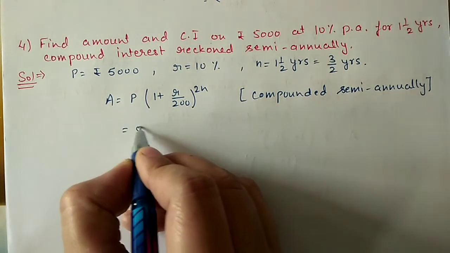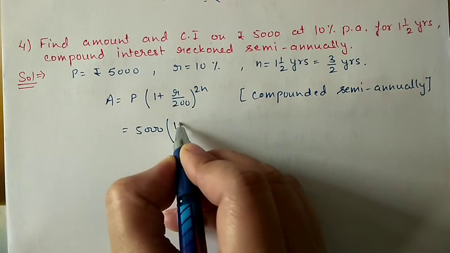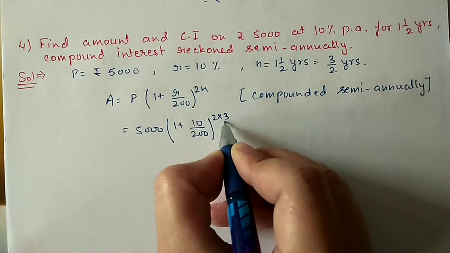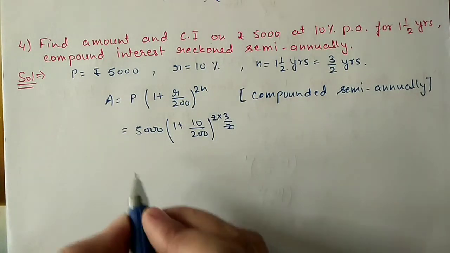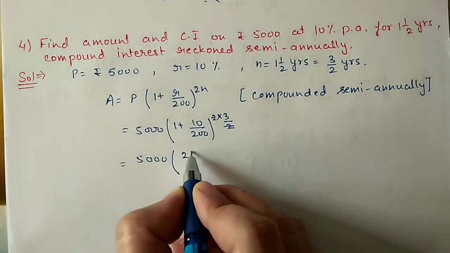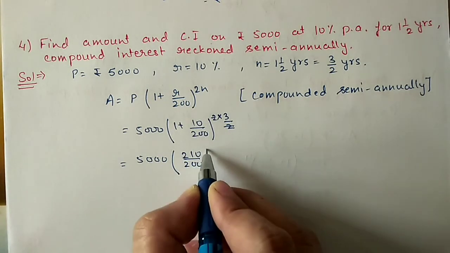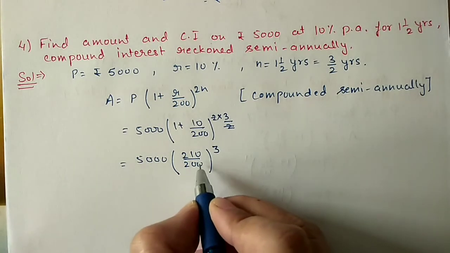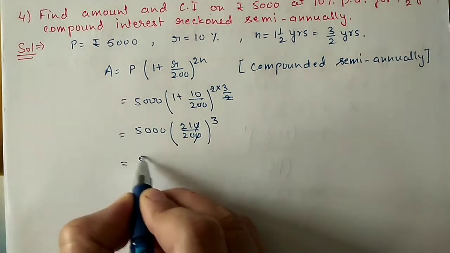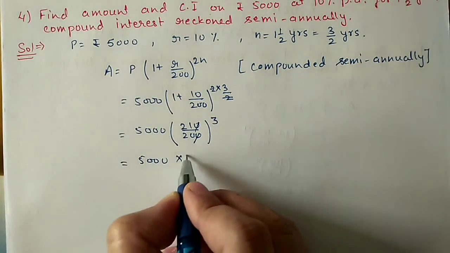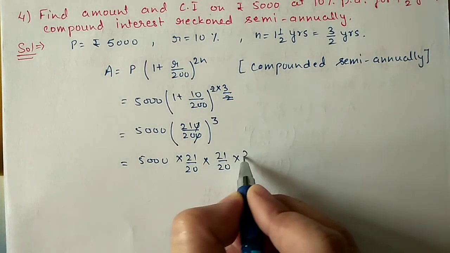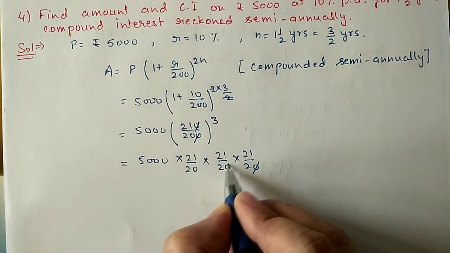Substitute values here. 5,000, 1 plus 10 by 200 whole to the power 2 into 3 by 2. So this 2 by 2 will cancel out. Now we will get 5,000, and here 200 plus 10, 210 divided by 200 whole to the power 3. One more zero we can cancel out here, 21 by 20. Now expand it. Power 3 means 3 times we have to write. 21 by 20, 21 by 20 and 21 by 20. 3 zeros we can cancel out.